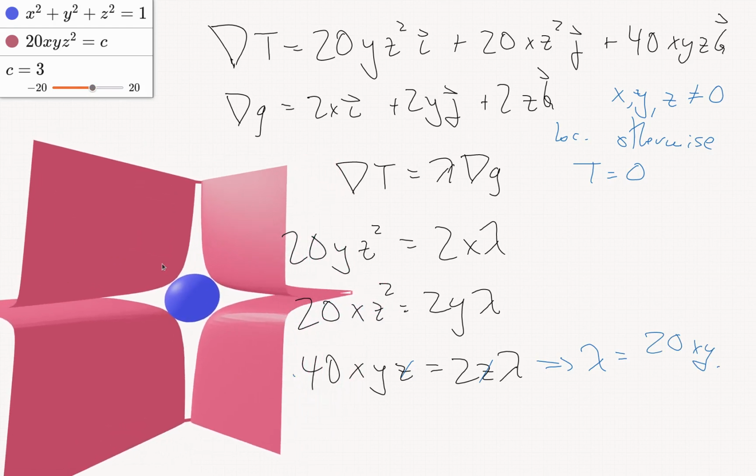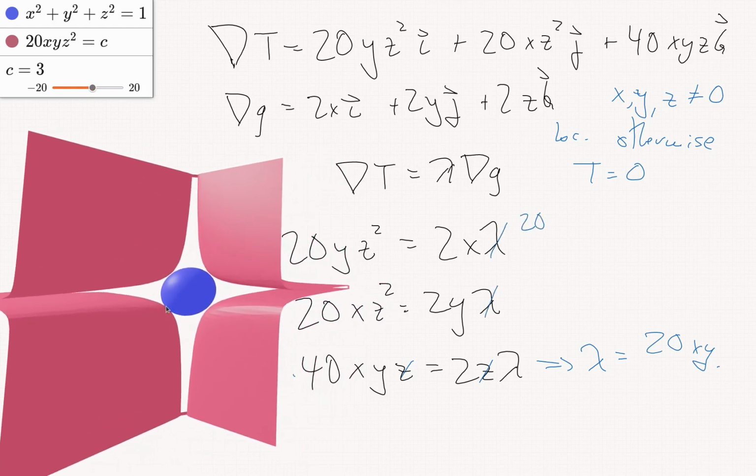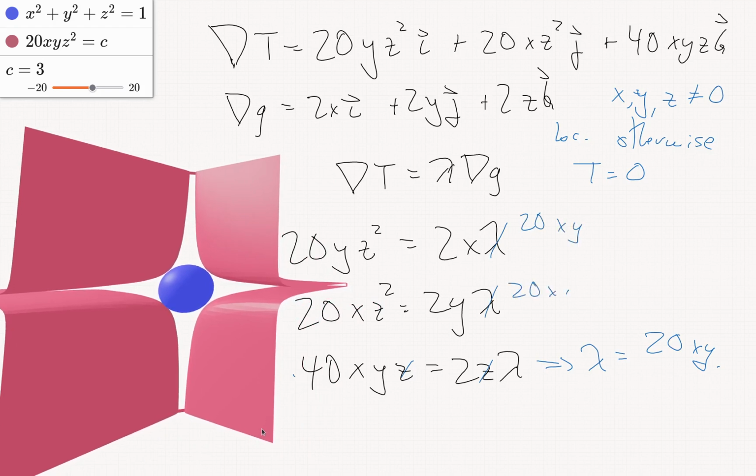So then putting that into these equations, 20xy, 20xy, then we can cancel these 20s. Since these are assumed not to be 0, we can cancel the y here. We can cancel the x here. So we are left with z squared equals 2x squared, and z squared is also equal to 2y squared. So in particular, these two are equal to each other.